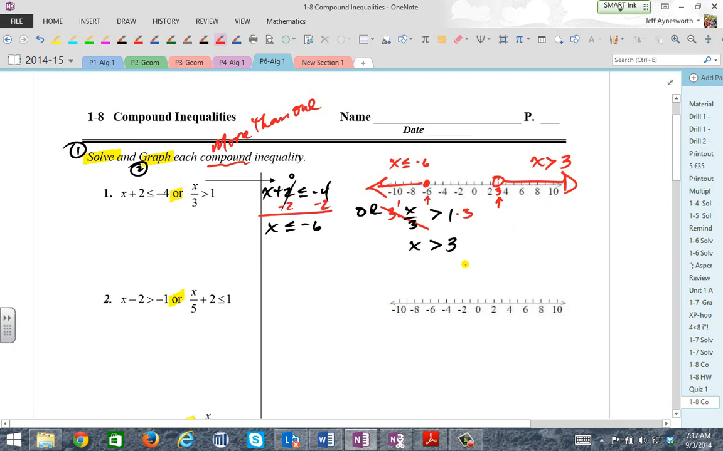So our solution set is two-part. X could be on this side, or x can be on this side here. It could be less than or equal to -6, or, put a big or here, or x could be greater than 3. It's two-part inequality.